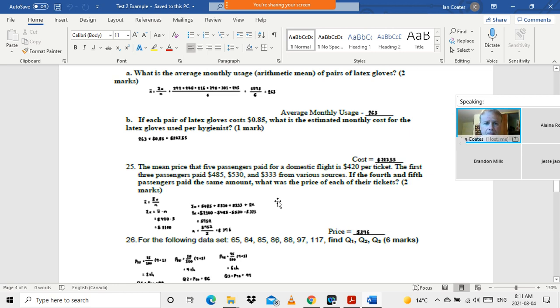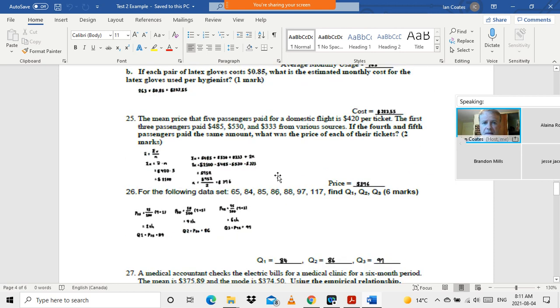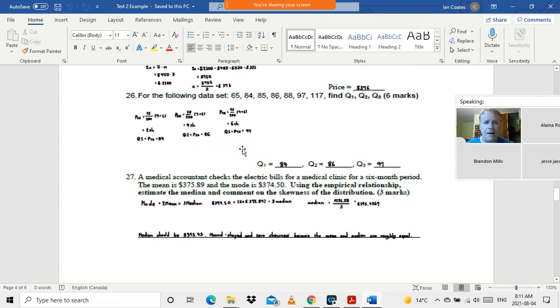All right. What do we got here? The mean price for 5 passengers is this. We're looking for the price of the last 2 tickets. Okay, it's around $376. Then finding Q1, Q2, Q3 out of this data. I didn't think it was that bad, and pretty much everybody nailed it. The numbers you're looking for were 84, 86, and 97. Those were 2 marks each.